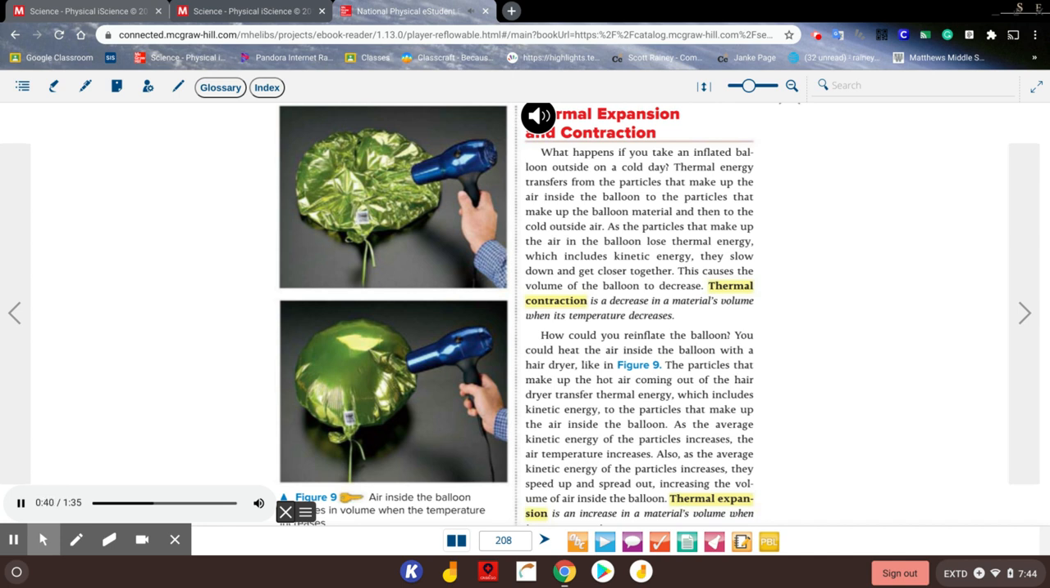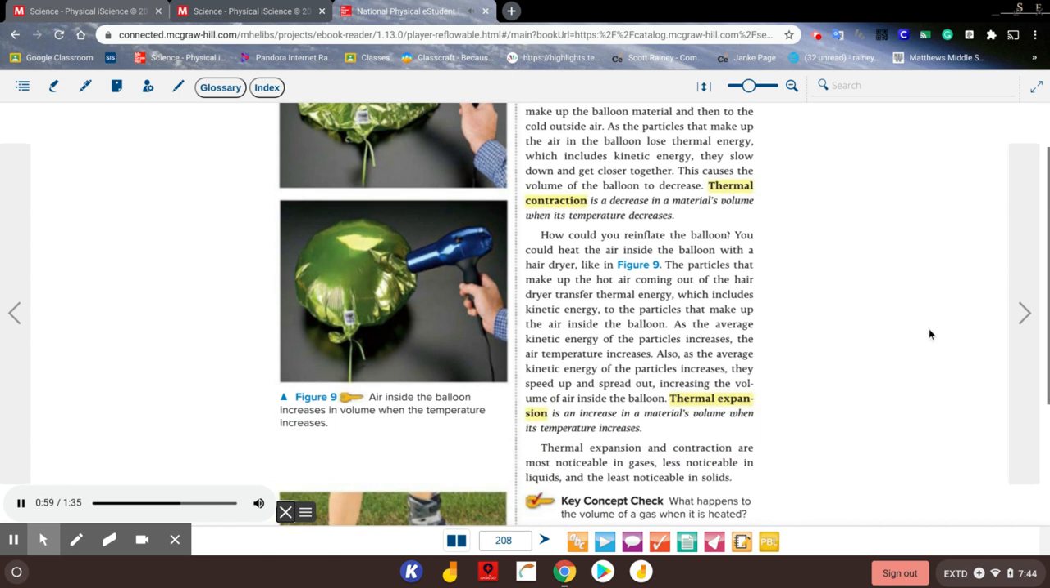How could you reinflate the balloon? You could heat the air inside the balloon with a hairdryer, like in Figure 9. The particles that make up the hot air coming out of the hairdryer transfer thermal energy, which includes kinetic energy, to the particles that make up the air inside the balloon. As the average kinetic energy of the particles increases, the air temperature increases. Also, as the average kinetic energy of the particles increases, they speed up and spread out, increasing the volume of air inside the balloon. Thermal expansion is an increase in a material's volume when its temperature increases.